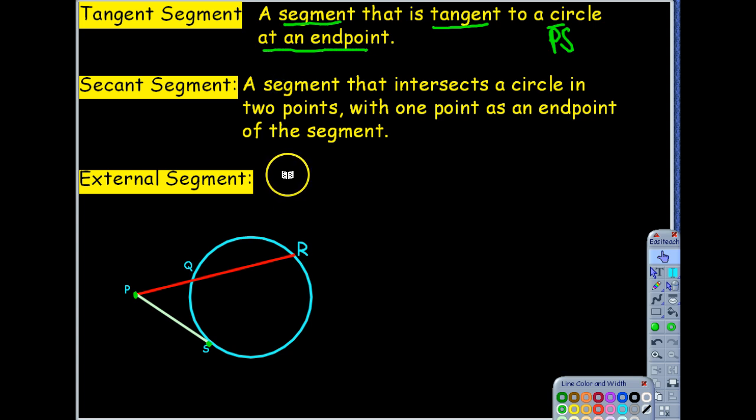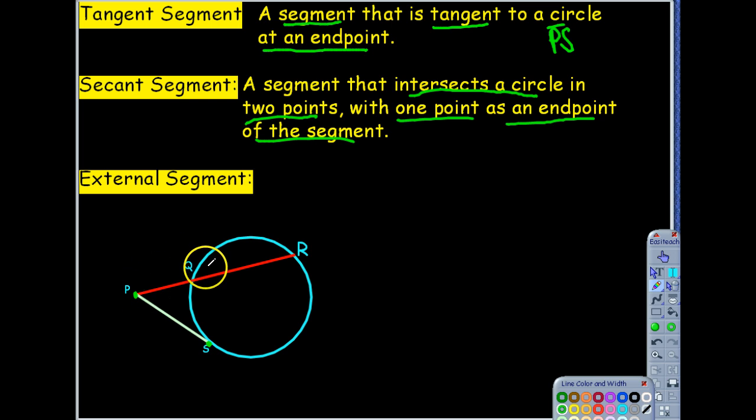Well, a secant segment is a segment that intersects a circle in 2 points with 1 point as an endpoint of the segment. So it's intersecting a circle in 2 points. That's important, which we know what secant lines are. But 1 point is going to be an endpoint of the segment. So as you look here, the only other segment that I have on the circle.